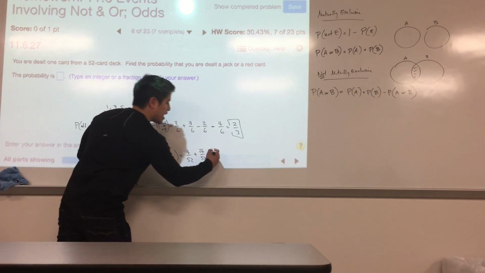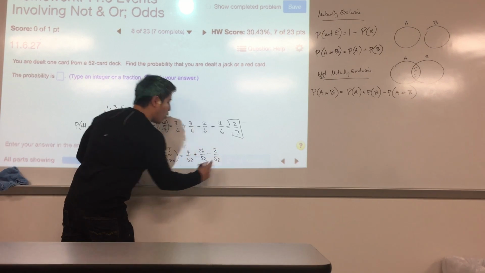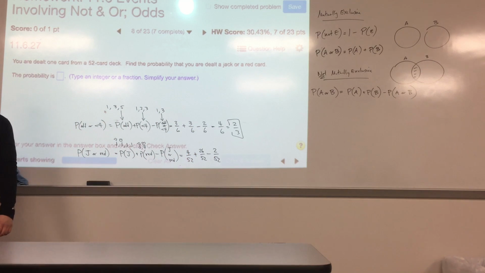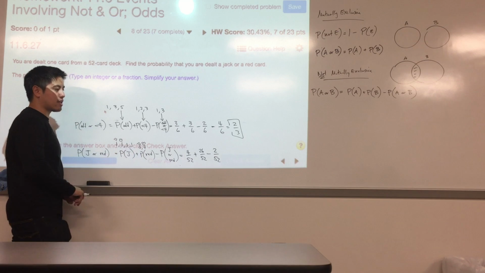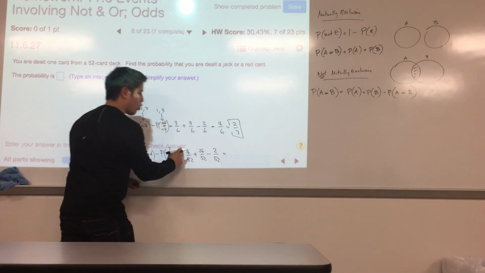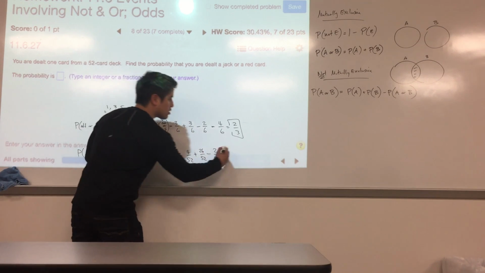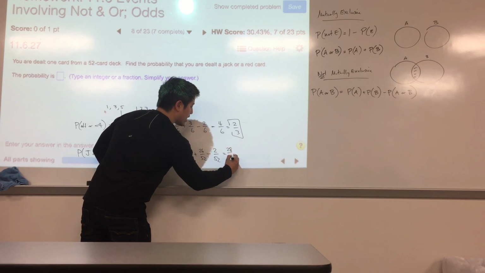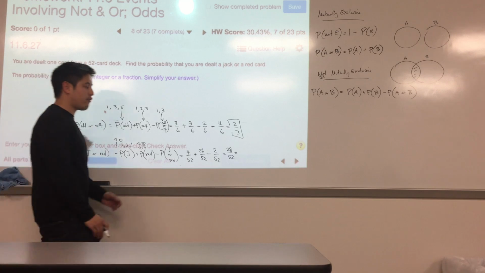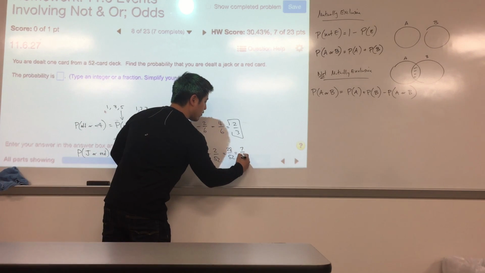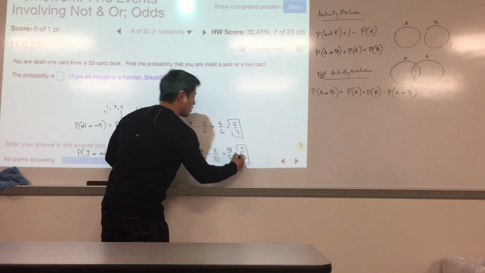So therefore, you must take out one of the duplicates of each, or both the duplicates. Does that make sense, guys? You do not want to count the diamond jacks and the heart jacks twice, and that's the point of that. So therefore, 4 plus 26 is 30, minus 2 is 28 out of 52. Obviously, that's not the answer. Divide that by 4, so that's 7 out of 13.